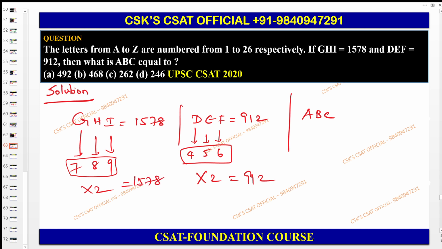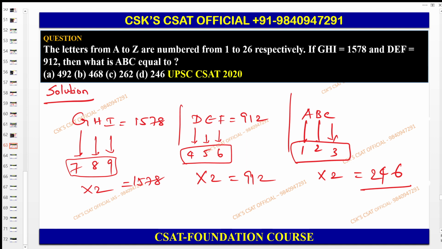So therefore, it follows some pattern here. A is 1, B is 2, C is 3, so this is 1, 2, 3. For the answer, it has to be multiplied here with 2. Therefore 6, 4, 2. So 246 is the answer for this question. Here you are getting how to solve this kind of question. Right. Okay. Now next question.